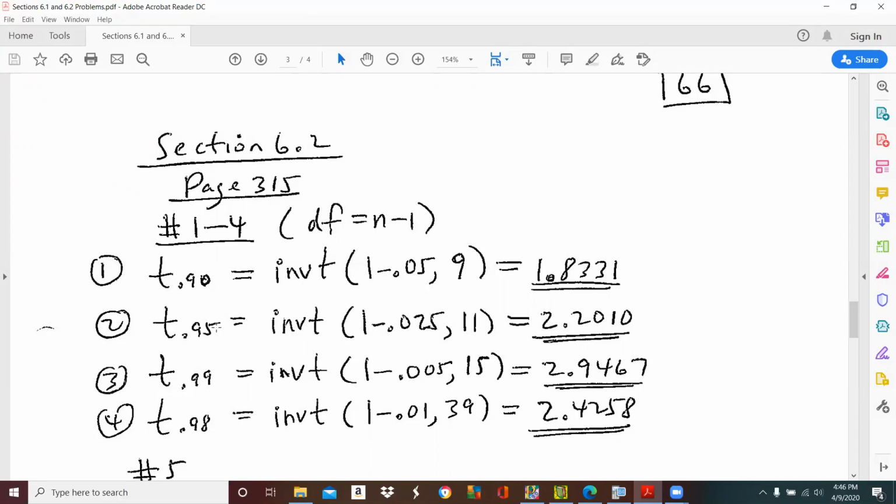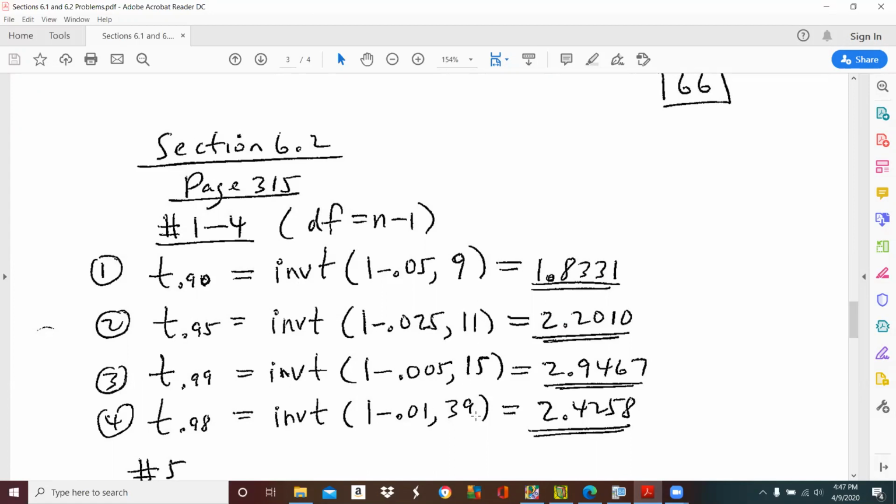For a 95% confidence interval, the area to the left is 1 minus 0.025 or 0.975. For a 99% confidence interval, the area to the left is 1 minus 0.005 or 0.995. For a 98% confidence interval, the area to the left is going to be 1 minus 0.01 or 0.99.